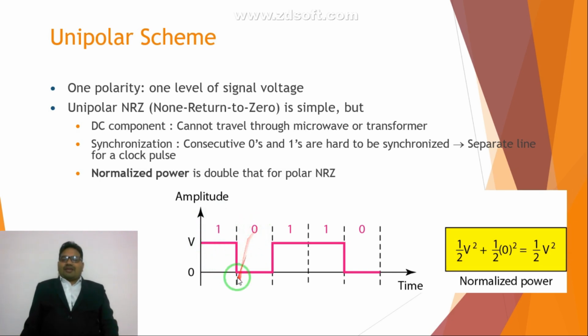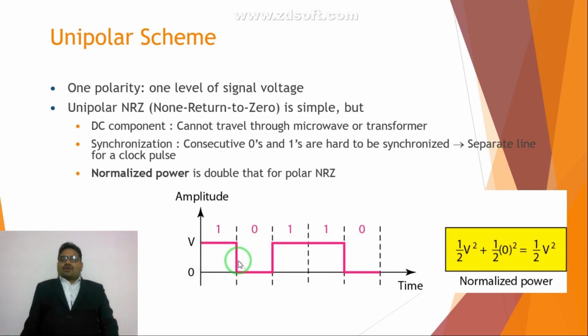Whereas for 0, we are going to represent it by 0 voltage. Similarly, the next bit is 1, so it is going to be represented by plus V voltage. Since again logic 1 is there, it is represented by plus V voltage. So it is unipolar, because the polarity is either positive or it is what?